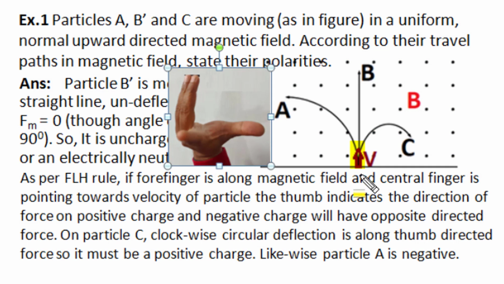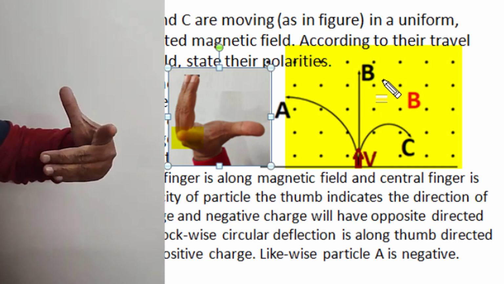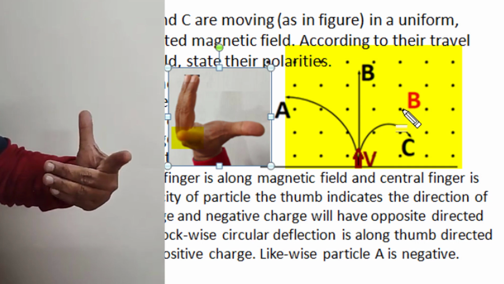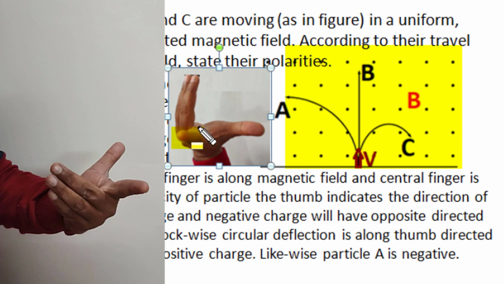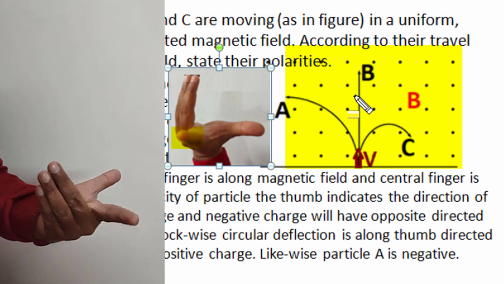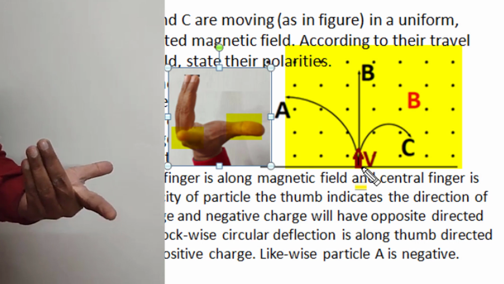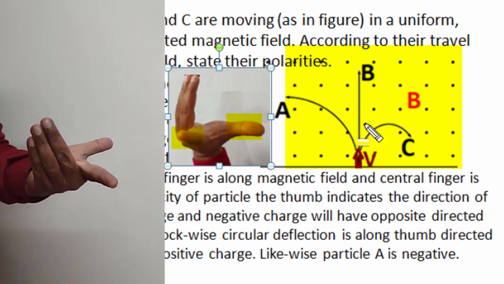Now particle A has an anti-clockwise curvature and particle C has a clockwise curvature in this uniform normal magnetic field, and we can check the polarity of particle A and particle C by Fleming's left hand rule. When the thumb, forefinger and middle finger are stretched mutually perpendicular, and the forefinger indicates the direction of the normal upward directed magnetic field, and the middle finger indicates the direction of motion of a positive charge, then the thumb indicates the direction of force on this C particle.